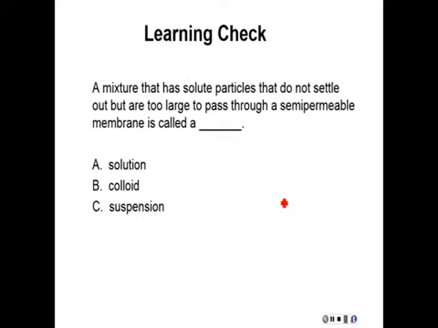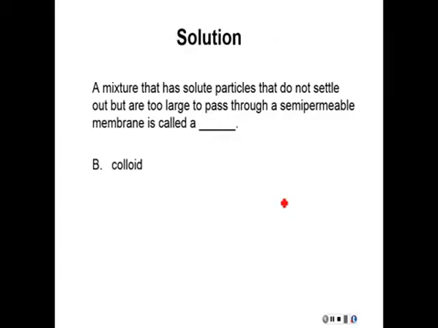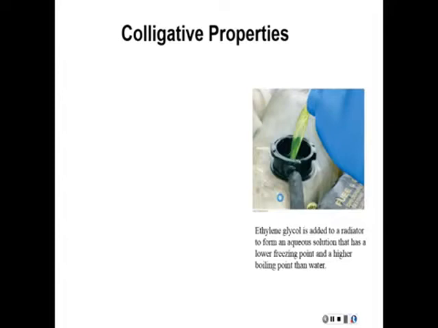So here's a quiz for you. A mixture that has solute particles that do not settle out but are too large to pass through a semi-permeable membrane is called a, what do you think the answer is? It's a colloid. Good. Let's check out some of these colligative properties.